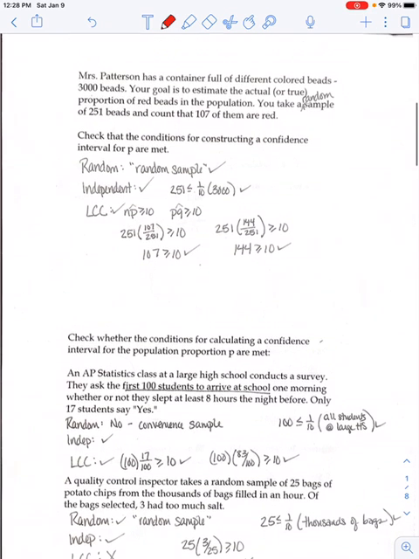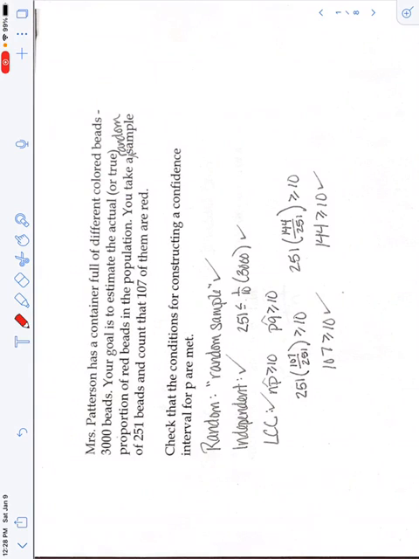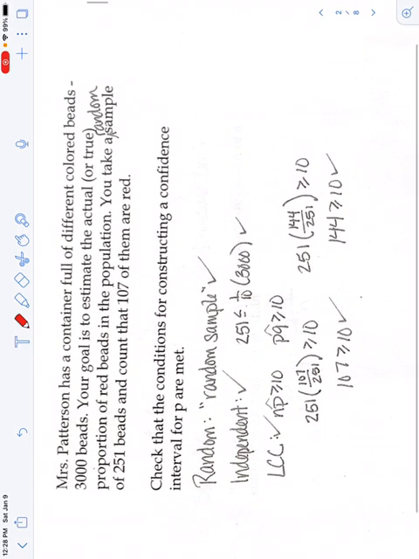And the first couple of problems just focus on checking these conditions. So it says Ms. Patterson has a container full of different colored beads. Let me turn this around. There we go. I have 3,000 beads. Your goal is to estimate the actual, or the true, proportion.